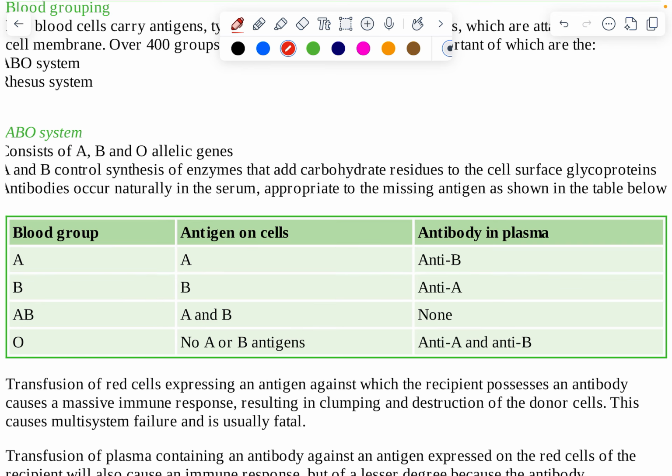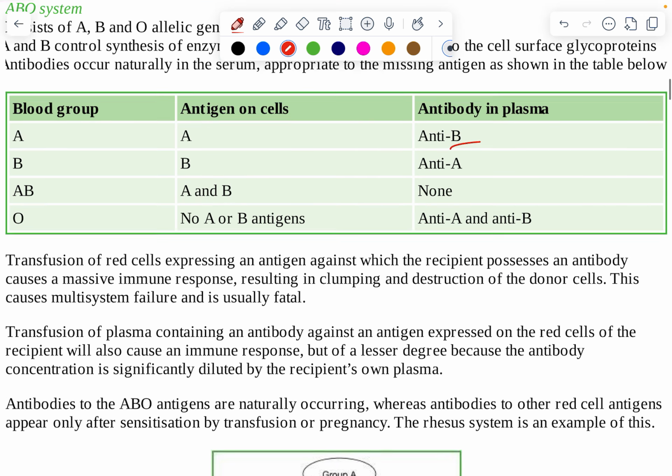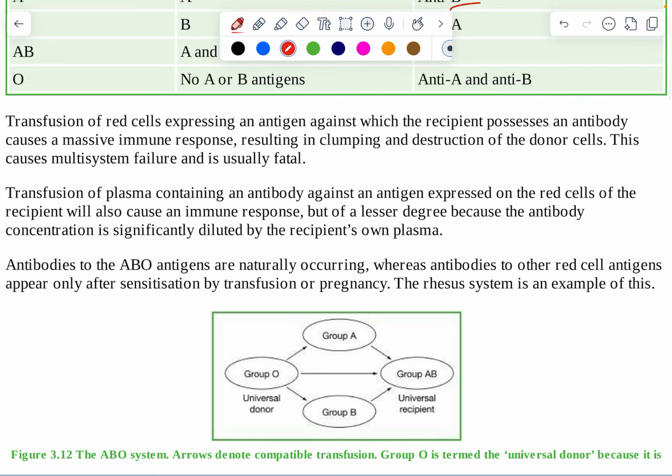Blood grouping is done by ABO blood grouping. You can see here A, B, AB, and O. What antigen is present on the cells? Group A has A antigen, group B has B antigen, AB has both A and B, and O has none. So the antibody in the plasma of group A is anti-B, in group B it is anti-A, and in AB there is no antibody. Transfusion reaction.